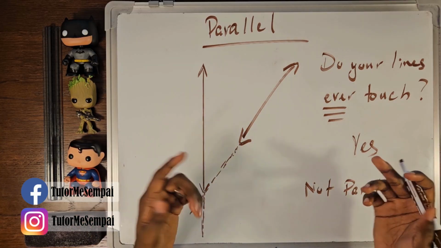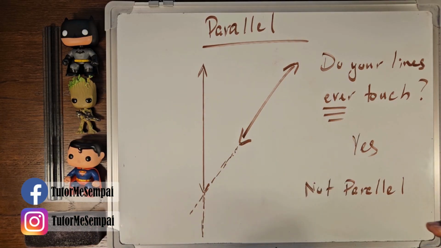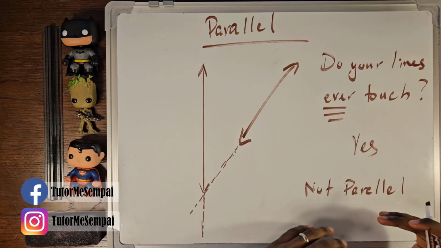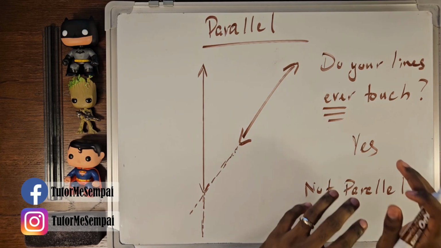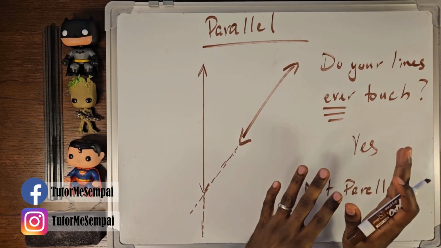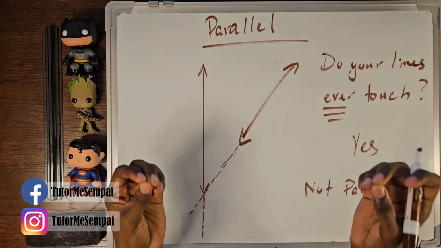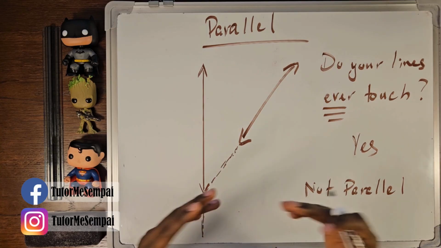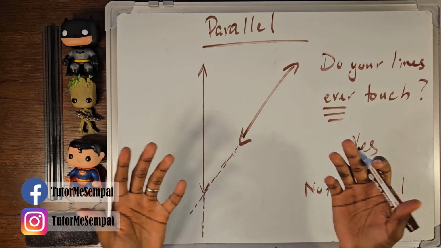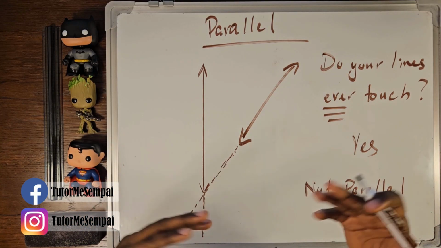If you can ask yourself, do they ever touch? And say yes, you're not going to have parallel lines. You want to make sure that you're answering no to that question, and that's how you know you're going to have parallel lines. So now that we talked about what makes lines parallel, let's now cover what makes lines intersecting.